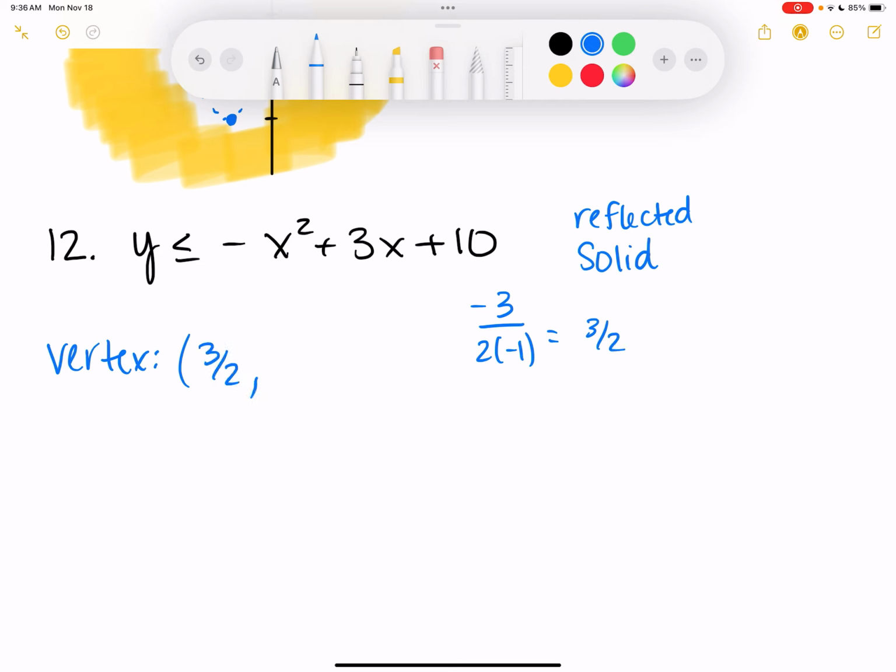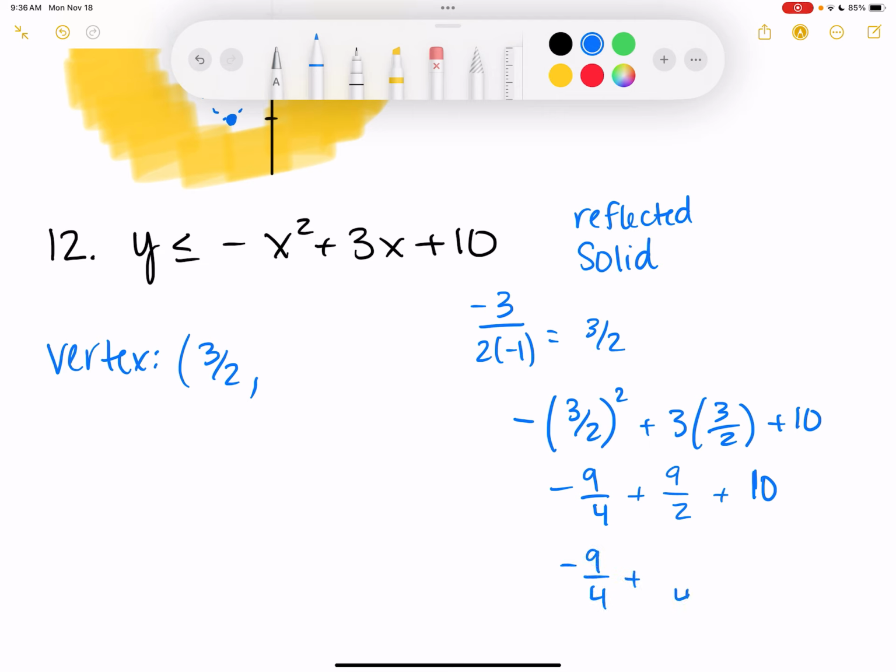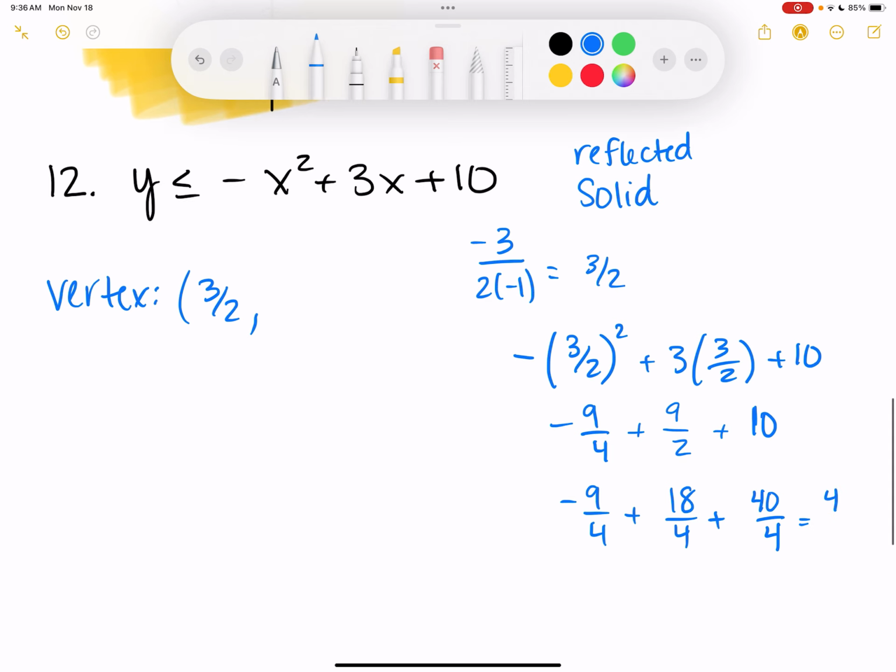That means finding the y-coordinate is going to be a little more difficult. Notice the negative is not getting squared. It's out front. So negative 3 halves squared plus 3 times 3 over 2 plus 10. That's negative 9 over 4 plus 9 over 2 plus 10. I need a common denominator, so negative 9 over 4 plus 18 over 4 plus 40 over 4, which is 49 over 4.